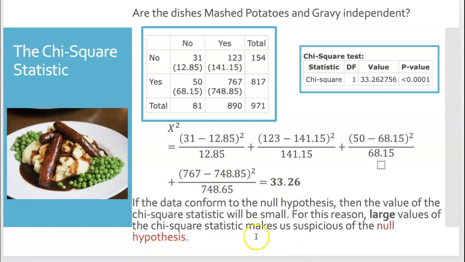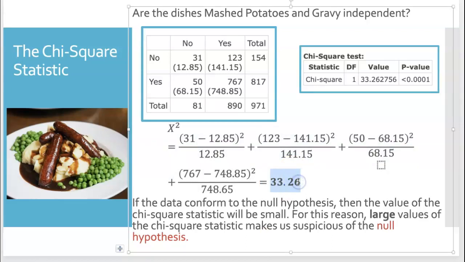So if the data conform to the null hypothesis, meaning that these outcomes are independent, then the value of the chi-square statistic will be small. This is true for both goodness of fit and independence types of chi-square. For this reason, large values of the chi-square statistic make us suspicious of the null hypothesis. So in this case, we're going to become very suspicious of the null hypothesis.